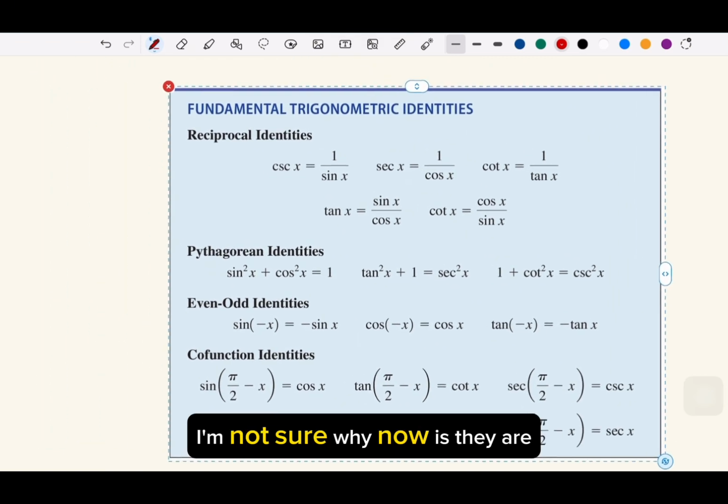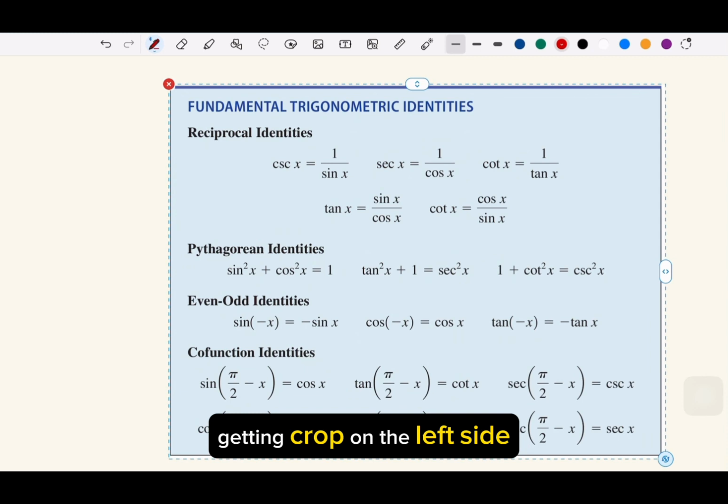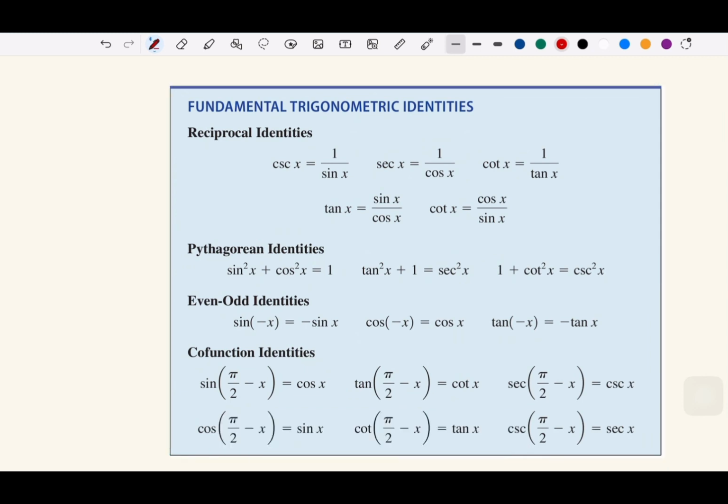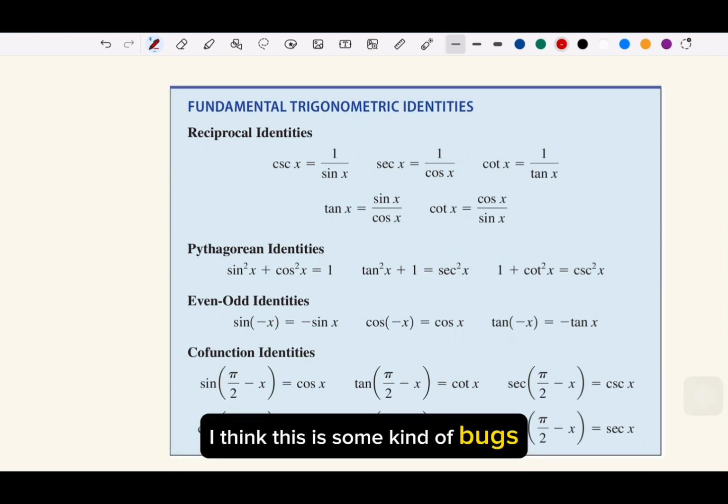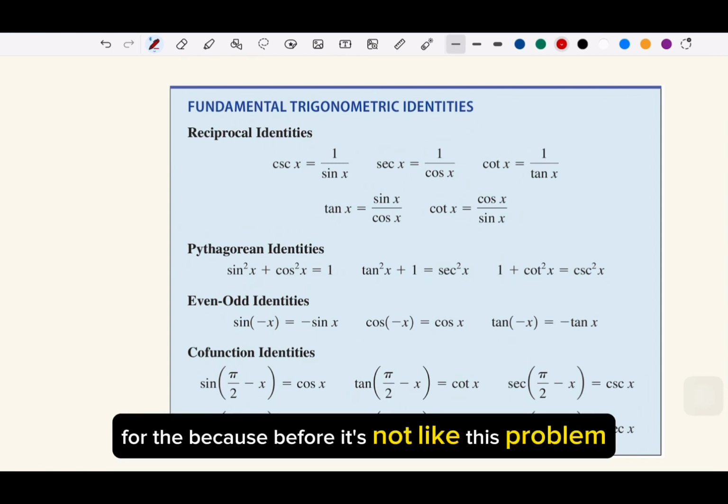I'm not sure why now they are getting cropped on the left side. I think this is some kind of bug, because before it was not like this.